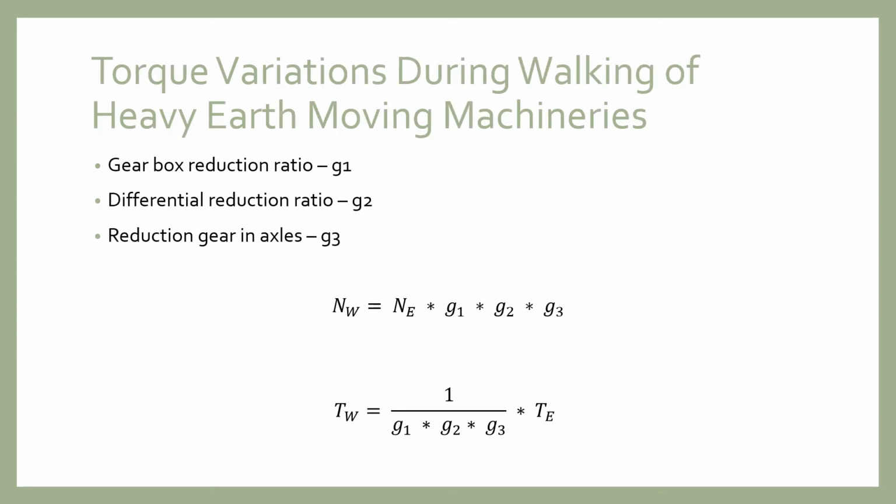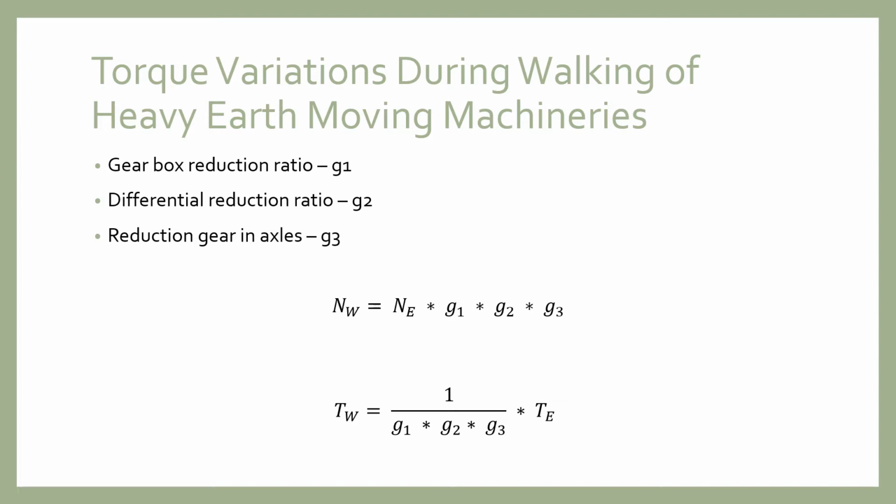Now coming to the next topic, that is the torque variation during the working of the heavy earth moving machines. As G1 is denoted the gearbox reduction ratio, G2 is denoted the differential reduction ratio, and G3 is showing the reduction ratio in axle. So from this equation we find out the speed of the wheel equals speed of the engine into gearbox reduction ratio into differential reduction ratio and the reduction ratio in axle.